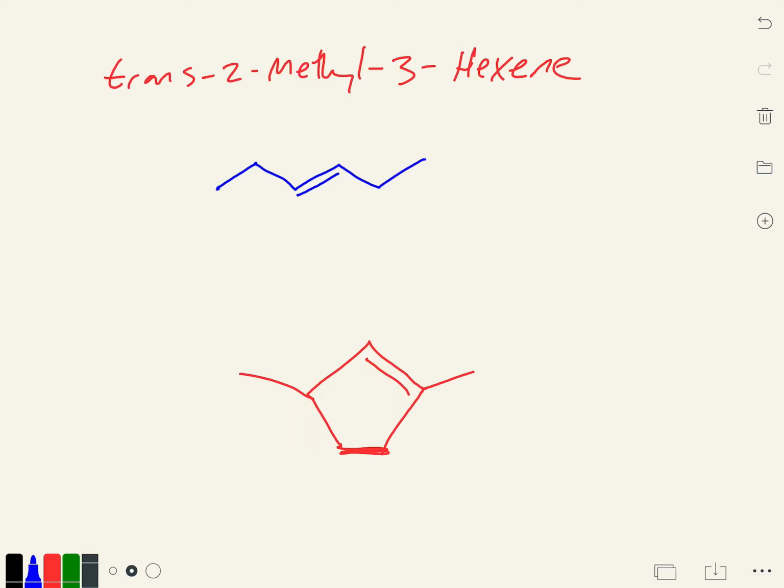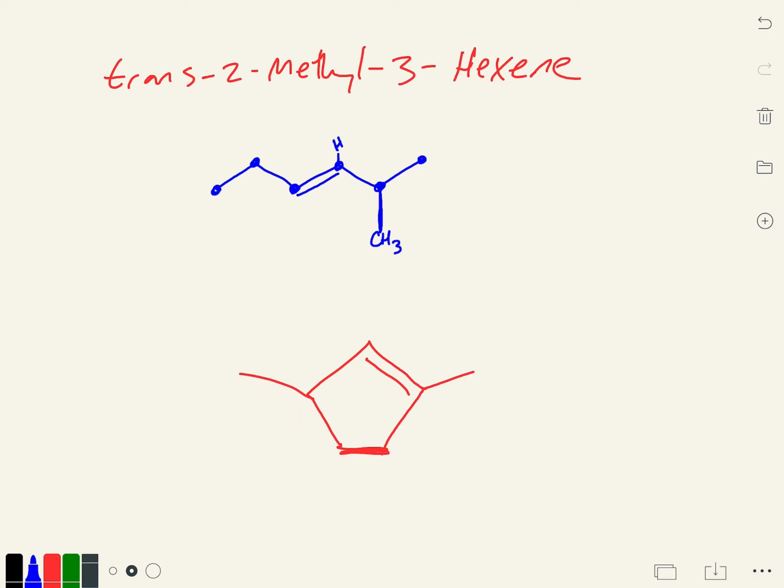Now it says 2-methyl. All right. Well, if this is number 3, then this is number 2. So I'm going to put a methyl group here, which makes this right here an H, because every carbon is going to have other carbons. I'll just show you your carbons. These are our carbons, 6 of them. There's a CH3 up here. And then we have an H, and then it says that this is trans.